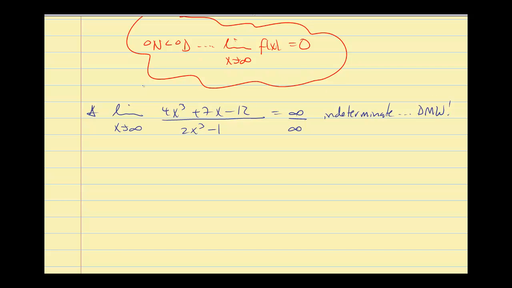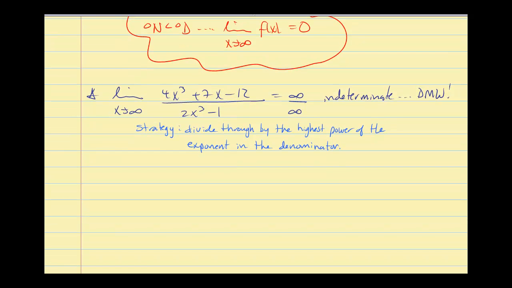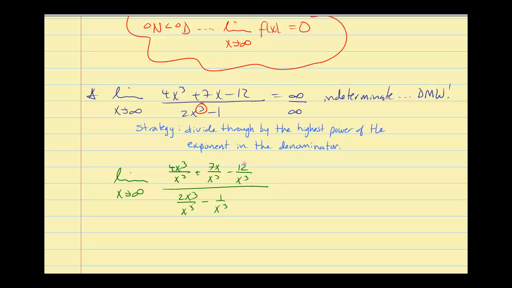Now the strategy that we're going to use is the same as before. We're going to divide through by the highest power of the exponent in the denominator. Now in this particular case, the highest power of the exponent in the denominator is a 3. So we're going to divide everything through by x to the third. We can already see that a lot of these are going to go towards 0. So rewriting, we'll have the limit as x approaches infinity.